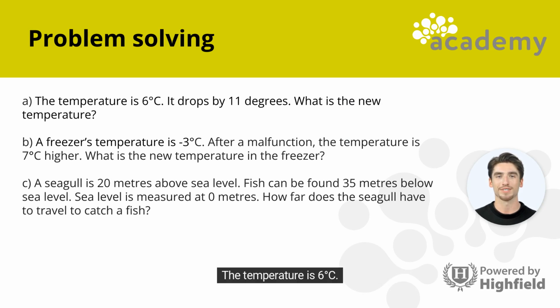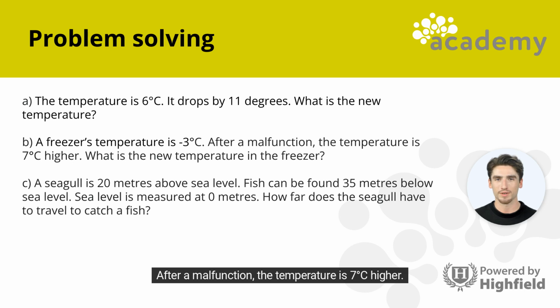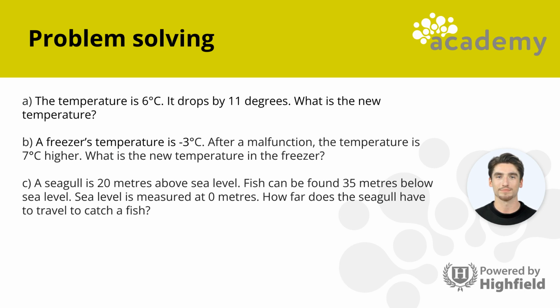The temperature is 6 degrees Celsius. It drops by 11 degrees. What is the new temperature? A freezer's temperature is -3 degrees Celsius. After a malfunction, the temperature is 7 degrees higher. What is the new temperature in the freezer?